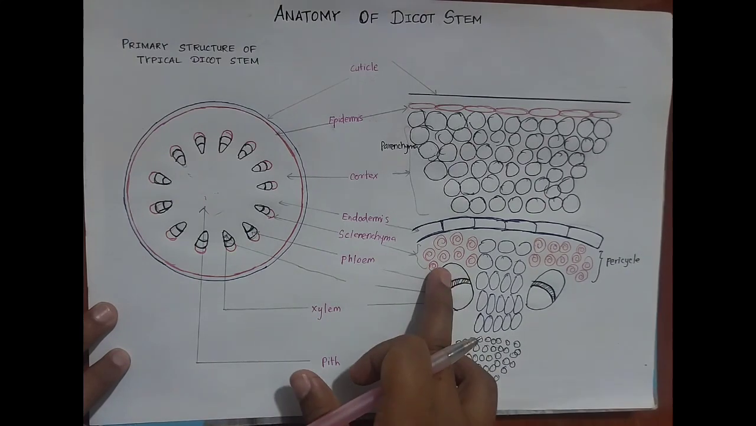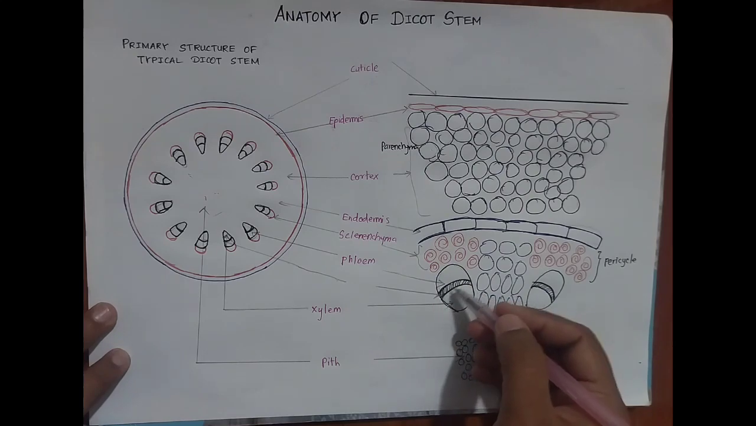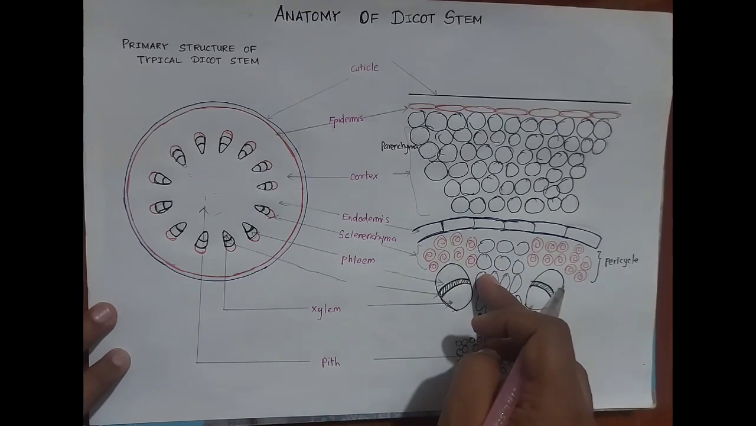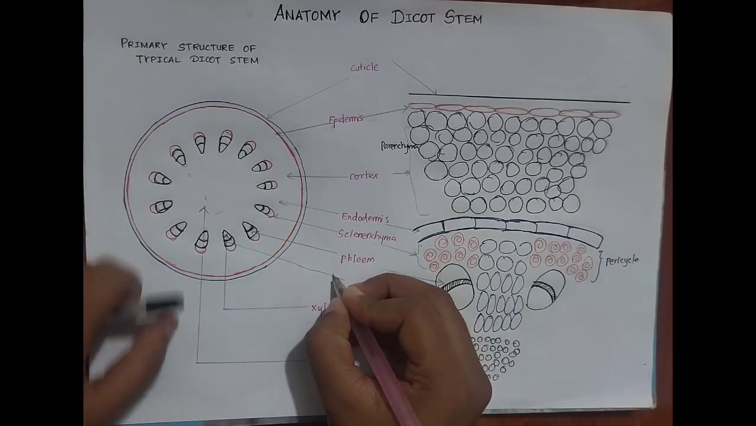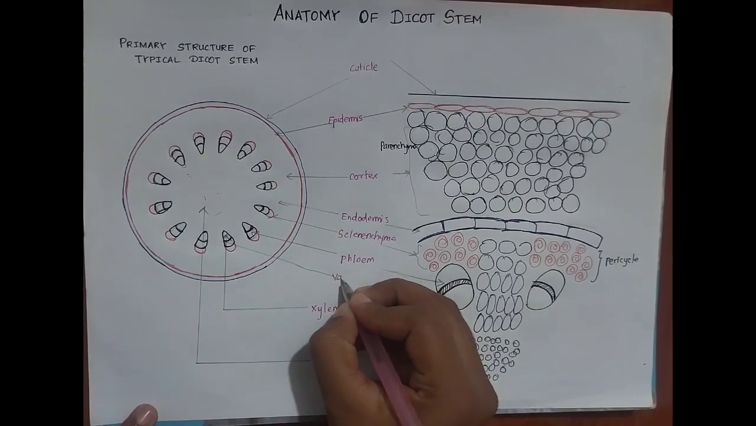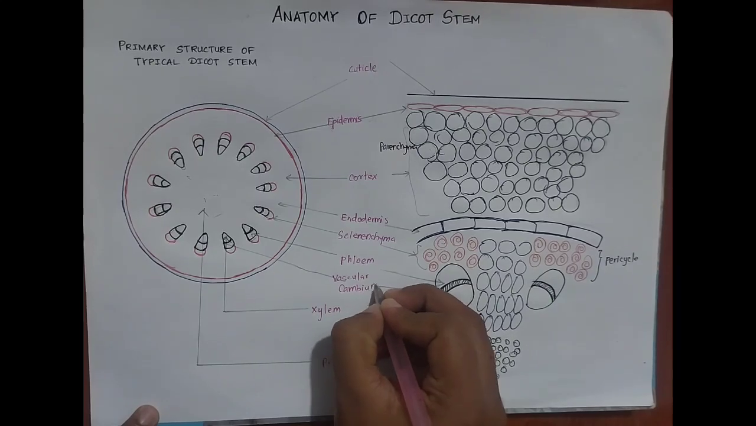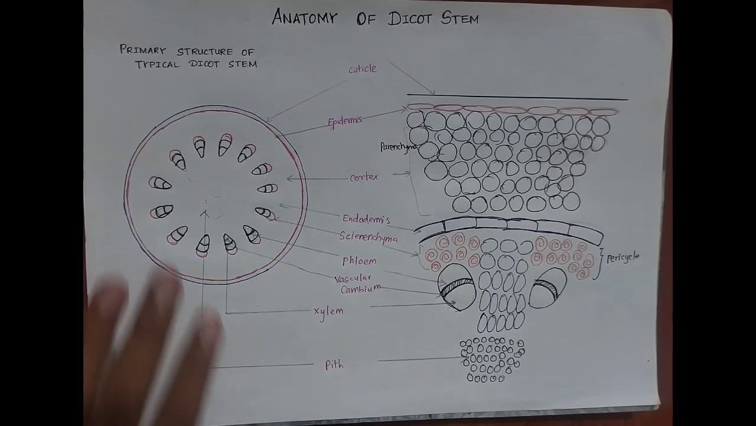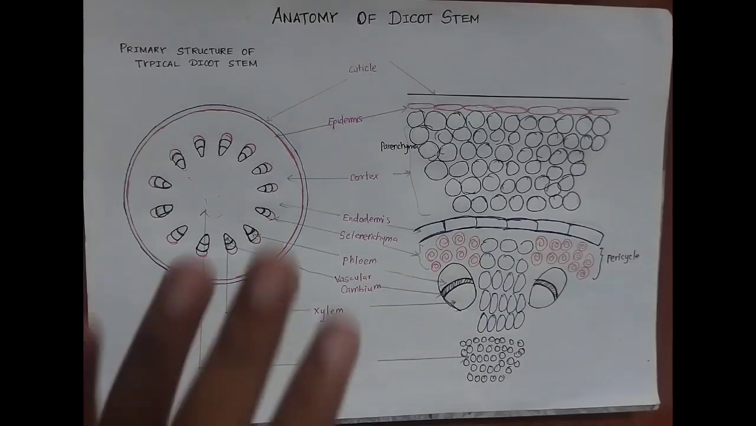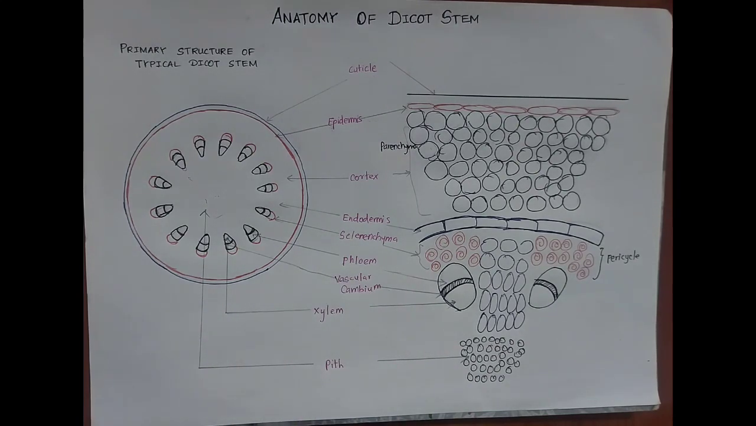This phloem and xylem are divided by a strip that you call the cambium, the vascular cambium. These are the main parts of the dicot stem. This is the primary structure of the dicot stem. From this we are going to learn the secondary structure, where there are two places where this secondary growth is going to happen.